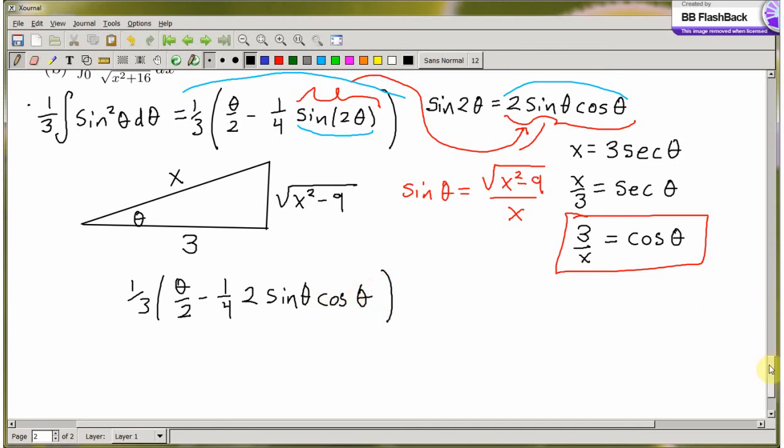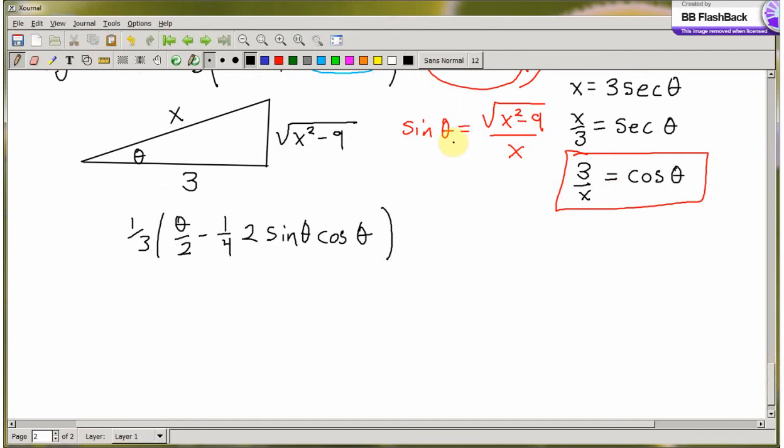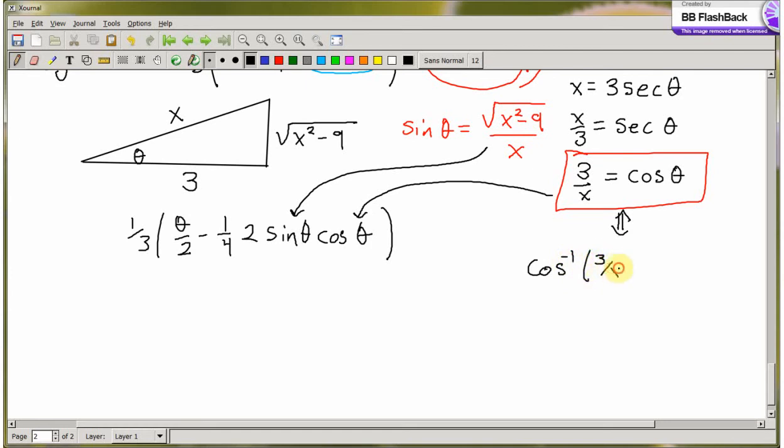Wonderful. And now I want to go back to x, so I can put this in for sine, and I can put this in for cosine. But what about theta? We can use this equation to figure out what theta is. So just apply inverse cosine to both sides. So inverse cosine of 3 over x is equal to theta. Okay, so now I have something for theta too.